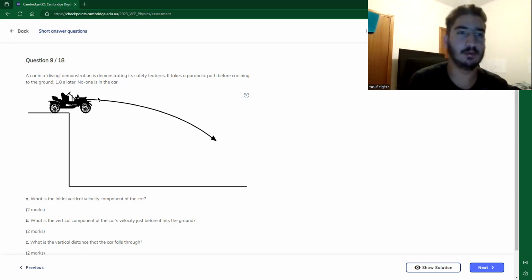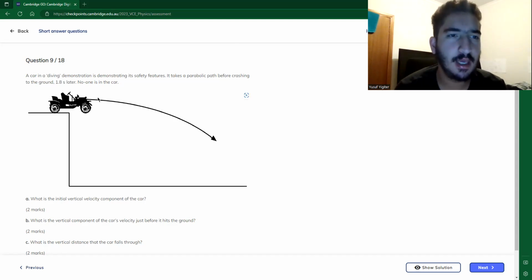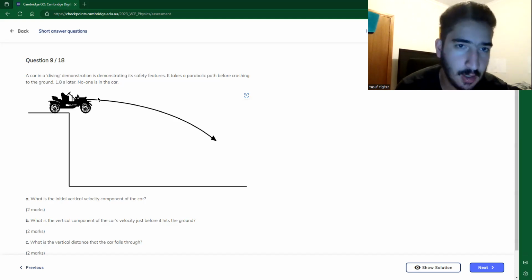Anyways, continuing on. Question 9 out of 18. A car in a diving demonstration is demonstrating its safety features. It'll look really safe. It takes a parabolic path before crashing to the ground 1.8 seconds later. No one is in the car. What is the initial vertical velocity component of the car?